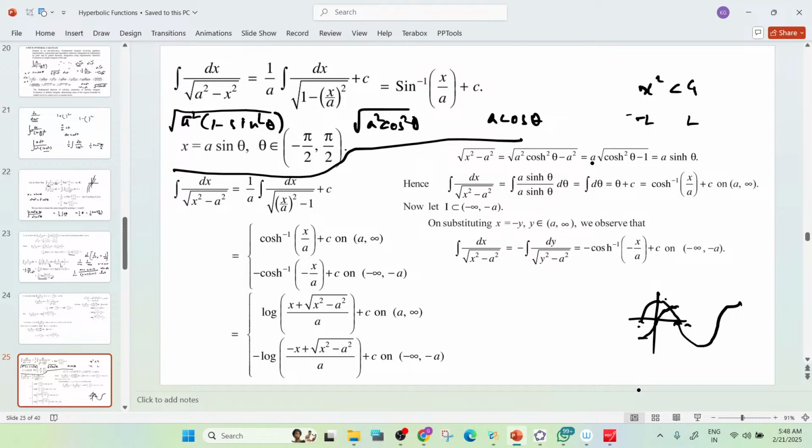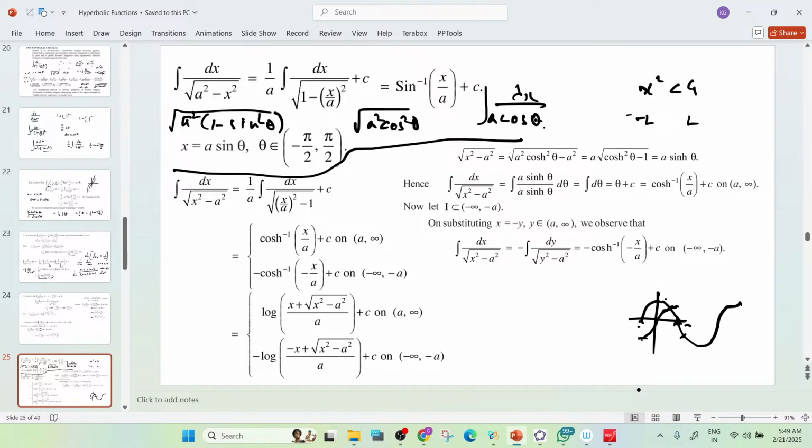Otherwise, the root of a square cos square cannot be directly taken as a cos theta, because we don't know whether the inside part is negative or positive. When theta is towards the other side, a cos theta could have been negative. But here, because we are choosing minus pi by 2 to pi by 2, and cos theta is positive, we can freely assume that this is actually a cos theta. Now, what is it? dx by a cos theta.